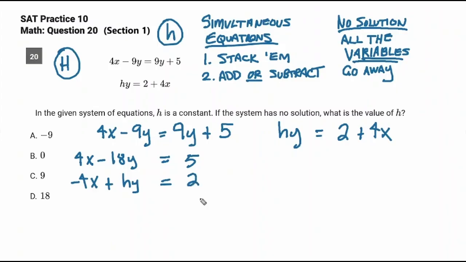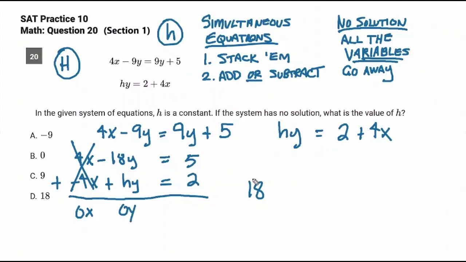Okay, I'm going to put a line under this, and now I just want to add or subtract. And when I add or subtract, I want to make something go away. So if I add these, I can make the x's go away. 4x plus minus 4x, right? That's just 4x minus 4x. So this is 0x. So that's good, because I want no solution. I want my variables to go away. So negative 18y plus what is going to make the y's go away? It's going to be 18. Negative 18 plus 18, that's going to give me 0y.